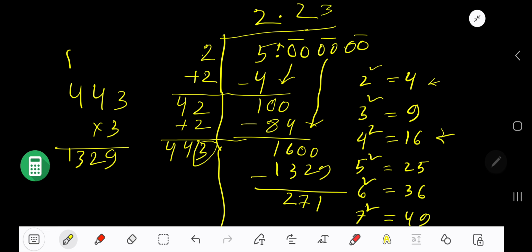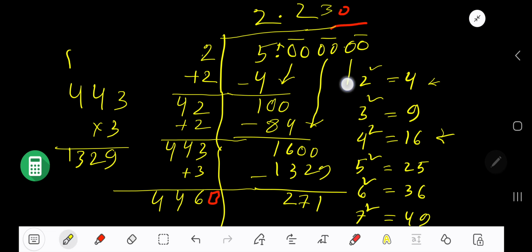So put 3 here. If you multiply 3 times 443, then you are getting this. Subtract, you are getting this. Now add the same number 3. We have written 3 here, and we are getting 644. Okay. Now we also need to guess another number here. But first bring down the next pair.